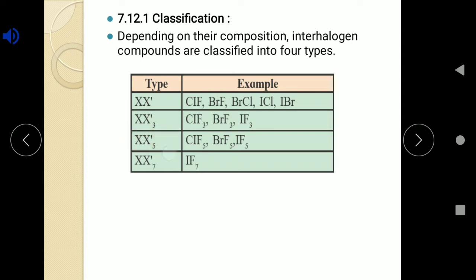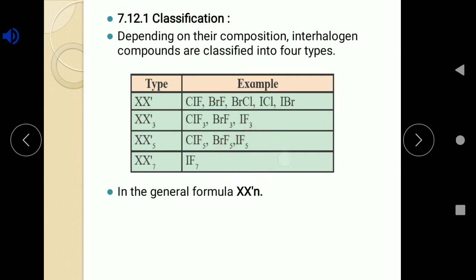The second type is XX'3, because the general formula is XX'n. Hence XX'3, n is 3. Suppose 3 X' atoms if we take, the compounds will be ClF3, BrF3, IF3, that is trihalides: iodine trifluoride, bromine trifluoride, like that.